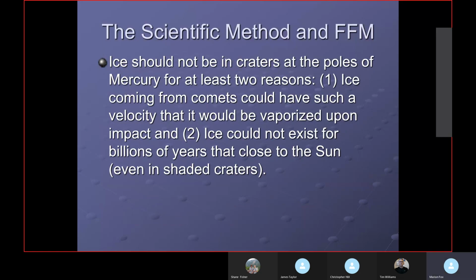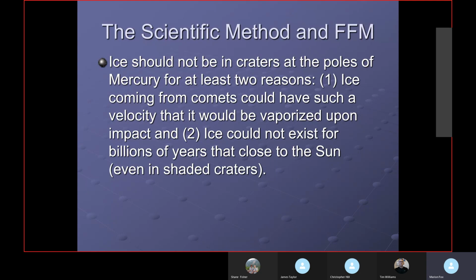And it would not come in normally at the pole, the north or south pole, which are almost like 90-degree angles. They're perpendicular to the axis, basically perpendicular to the sun. So another thing about ice: if Mercury is billions of years old, the ice just couldn't exist for that long that close to the sun, even in shaded craters. It just couldn't be there.